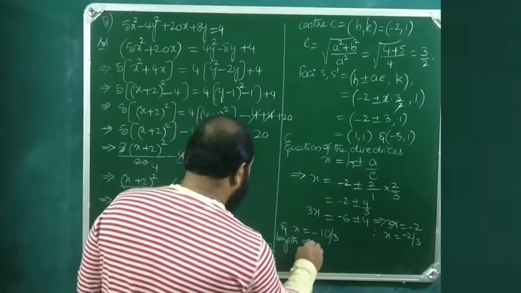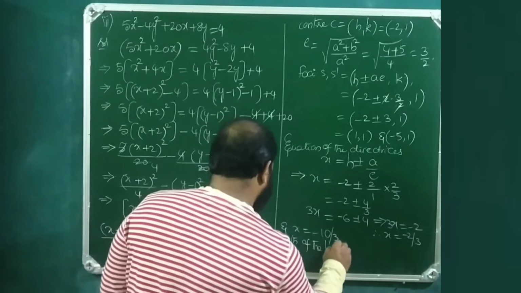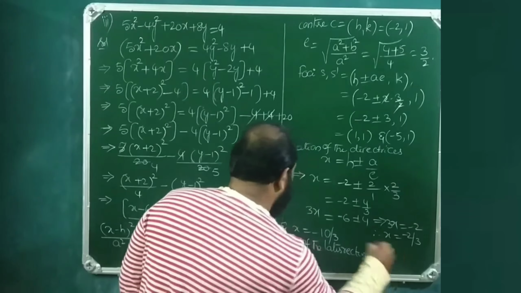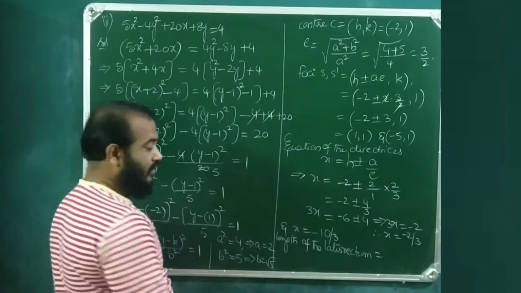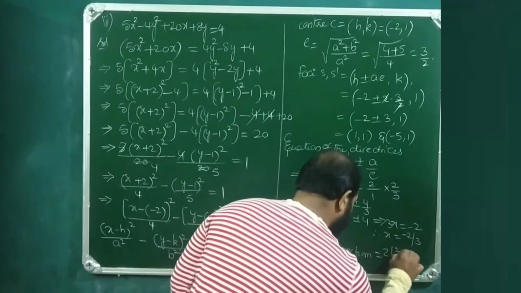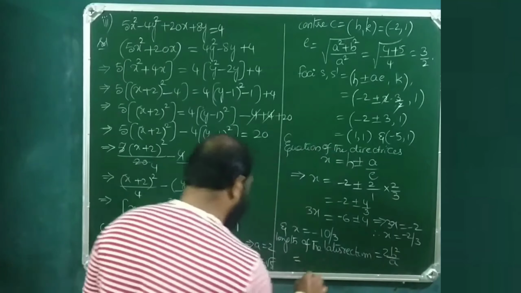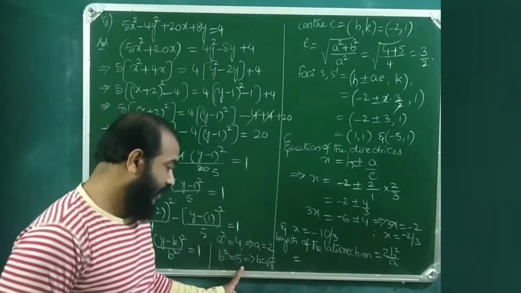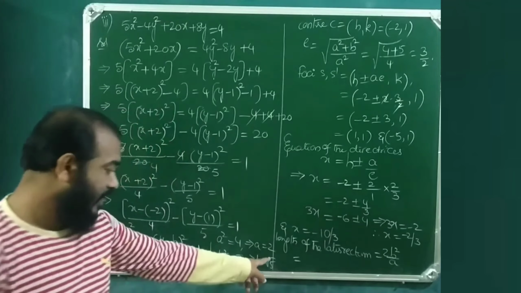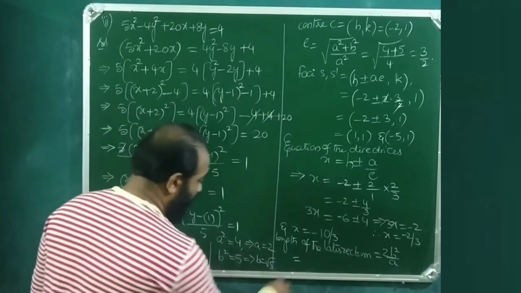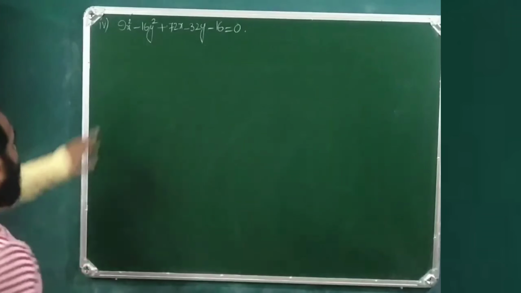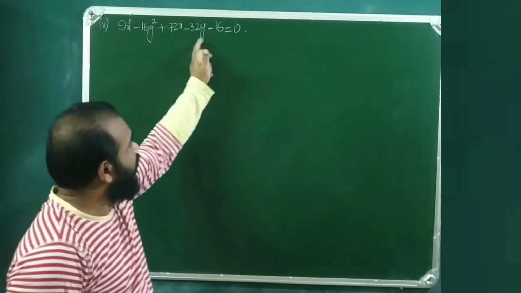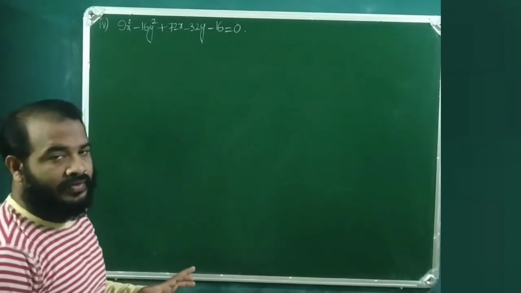Now the length of the latus rectum. The length is not going to be changed. As in the last problem it is 2b square by a, now also the same 2b square by a. So this equals 2 into b square, whose value is 5, so 2 into 5 is 10, by a, whose value is 2. So this is 5.